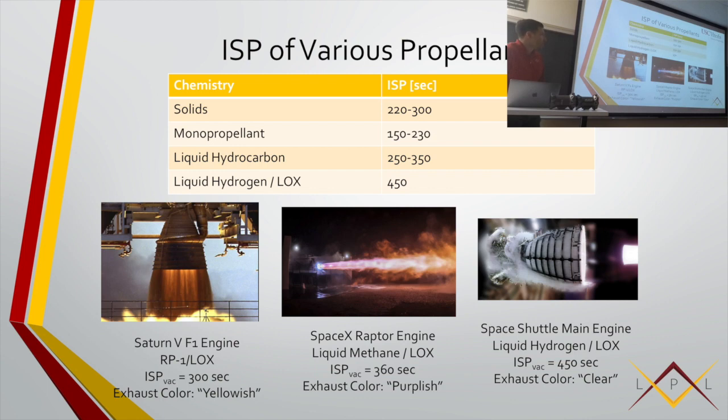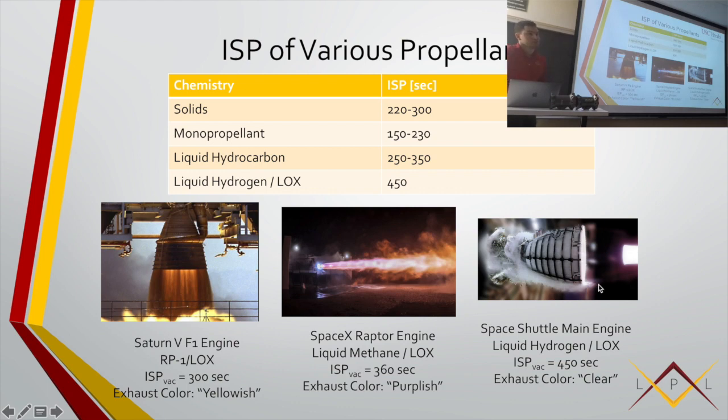And you can tell here these different chemistries give you different exhausts, right? You see the kerosene is an ugly yellowish color. This one is a pretty cool looking purplish, and then it's clear for the hydrogen.